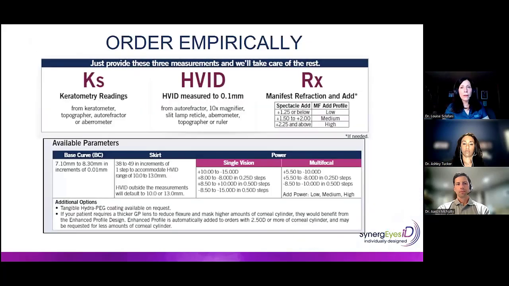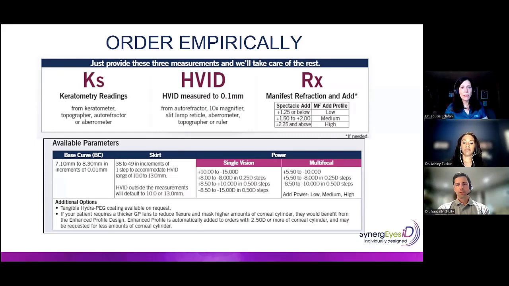So let's talk about how to do this fit. Basically, all you need to do is take keratometric measurements, whether it be on an autokeratometer or a topographer. You need to measure the HVID of the patient, again, the horizontal visible iris diameter, and you need to do a good stable refraction. The lenses are available in single vision plus 10 to minus 15, and multifocal plus 5.50 to minus 10.